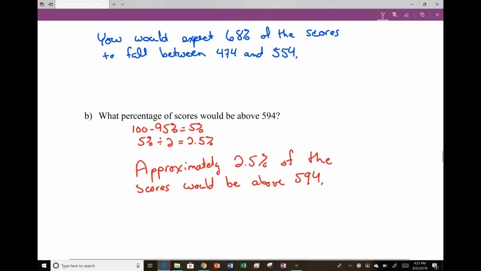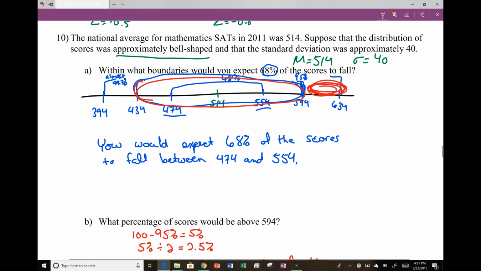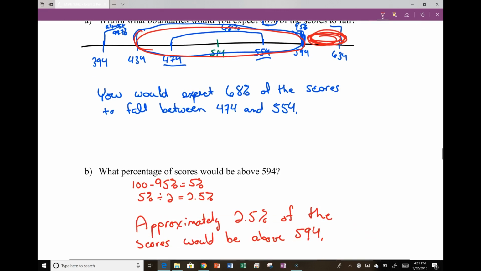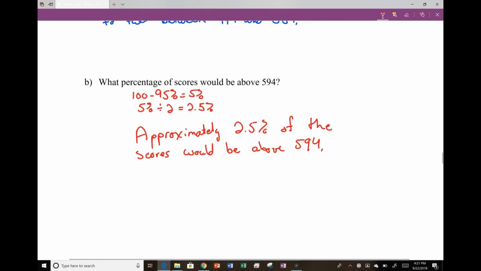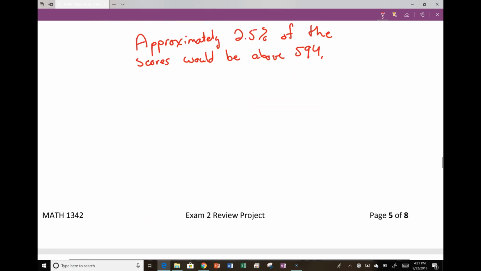I get to do this because recall that it said that it's approximately bell-shaped. When it states that it's approximately bell-shaped, then we can use the empirical rule. If it does not state that, then we have to go into Chebyshev's rule with the 1 minus 1 over k squared. But this is not that case, this is the empirical rule.